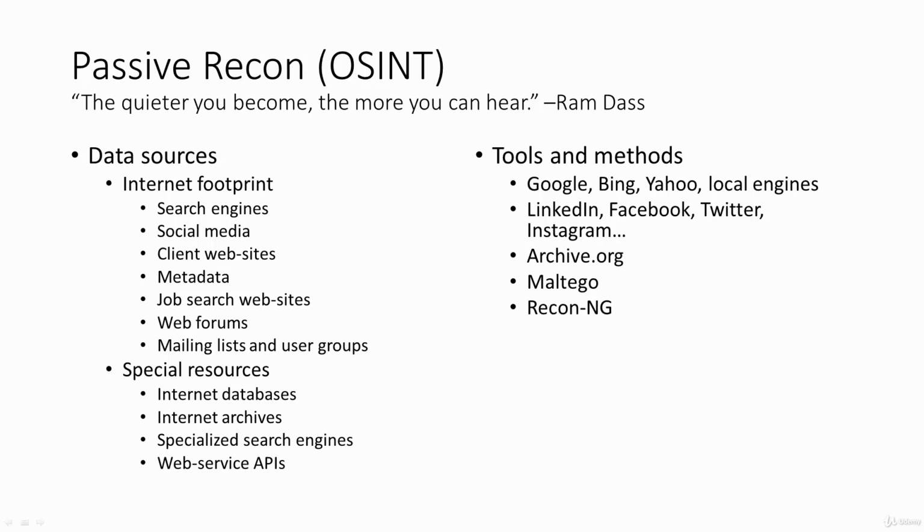So this leads us to special resources that we can use to get more information or to automate getting the information in the internet footprint. Okay, so these are these internet databases. These are like large collections of what's going on the net. Okay, so these are, for example, DNS registration records.